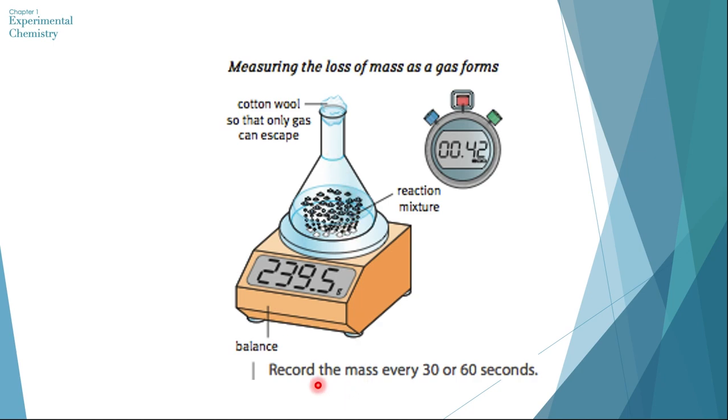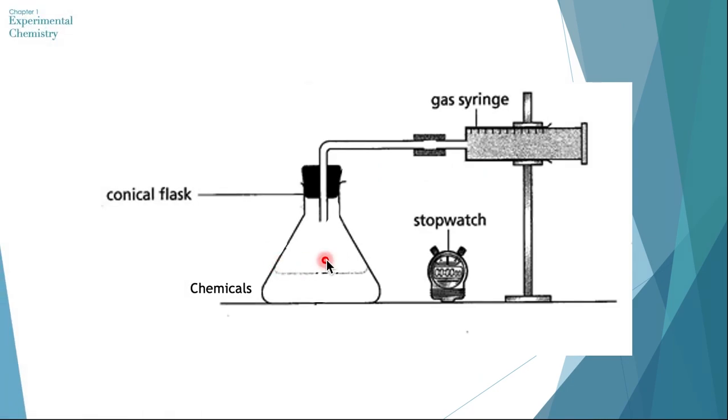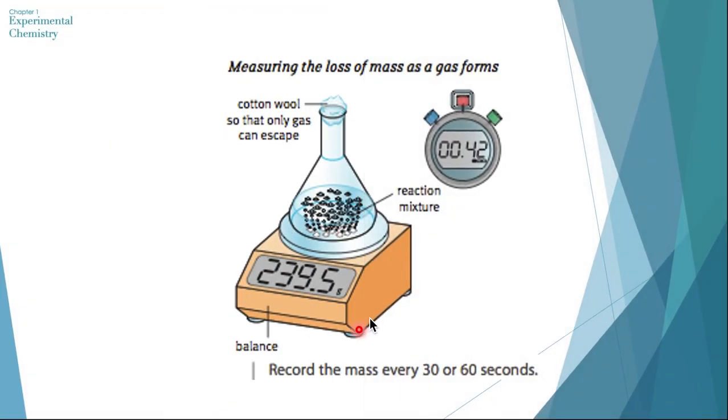Then we record the mass every 30 or 60 seconds, and through that we will be able to record the change of mass at fixed time intervals, and we will get to know the speed or the rate of the chemical reaction. So these were the two methods, the mass method and the volume method, by measuring the increase in volume or by measuring the loss of mass.